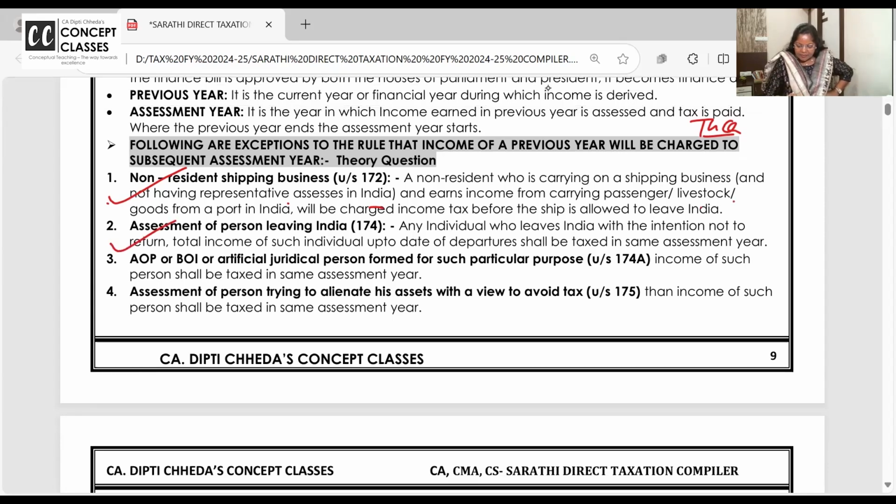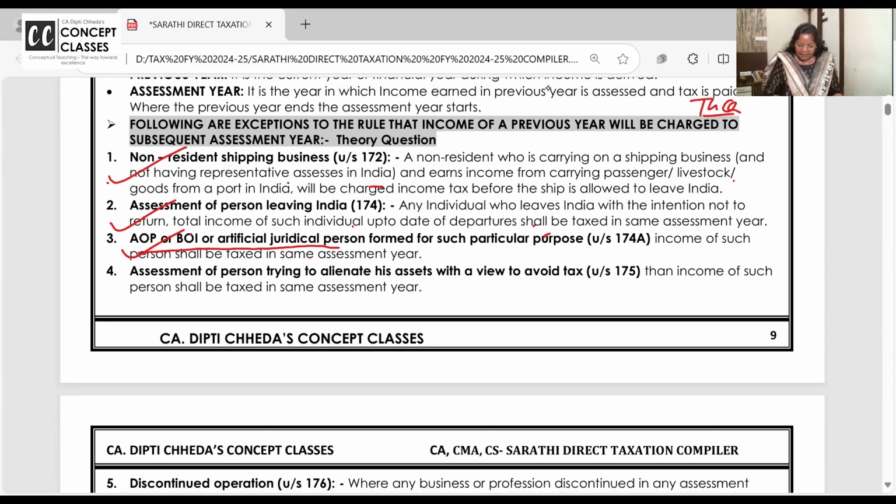Second is assessment of a person leaving India and going abroad. I'm not reading the inside part; I already explained it, you read at home. Then AOP, BOI. Now, what is AOP, BOI? I'll explain in the person's definition. But it is a group of people coming together and earning income.